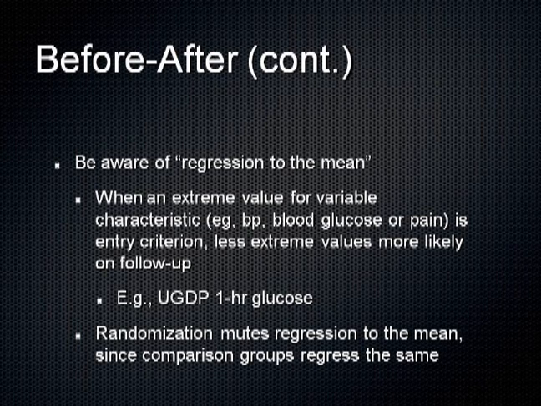So if you select for extremely high blood pressure or blood glucose or pain at study entry, less extreme values are more likely on follow-up. For example, the data that I will show you here for the UGDP study, again, back in the day, looking at various treatments for insulin. Randomization mutes the regression to the mean because we presume, on average, the patients are equally likely to regress to the mean.